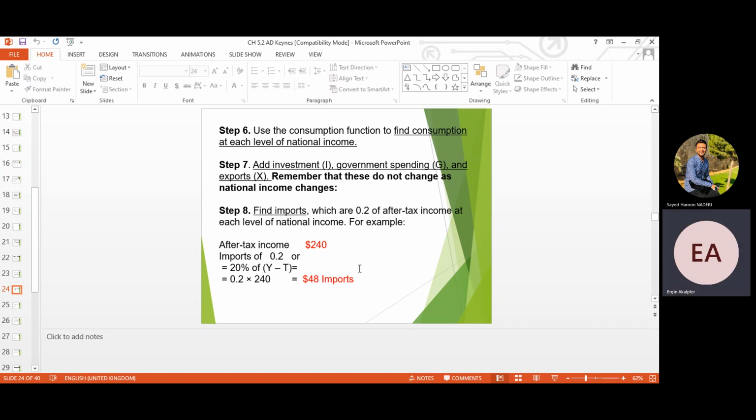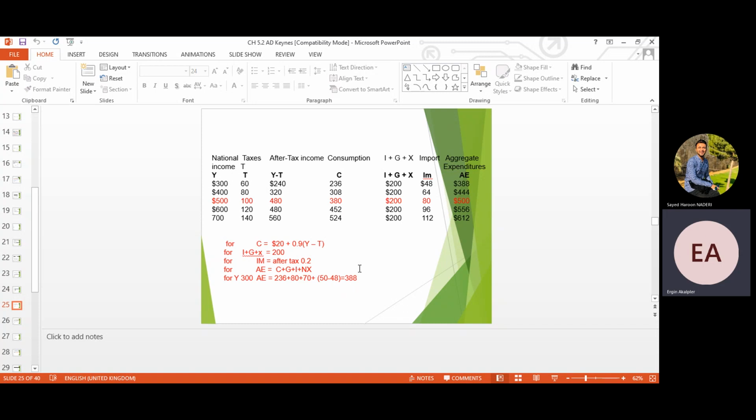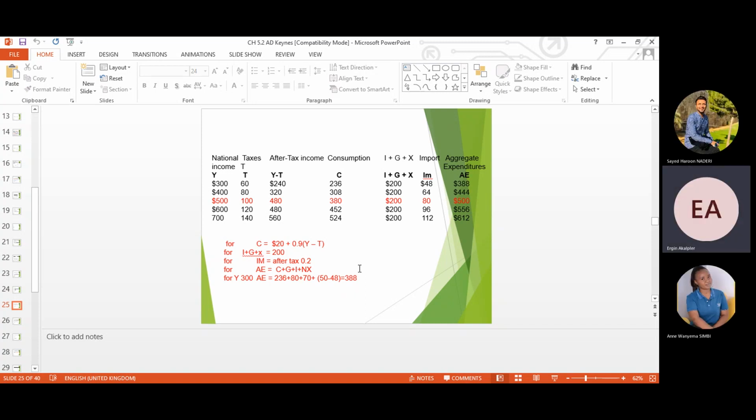And now we have all these calculations. You can do it step by step for each of 300, 400, 500, 600, and 700. Then you will have these results. Because we don't have time to do everything step by step, I show you the method of how you are going to estimate each of these. Then you have for 300, the tax is 60, the after-tax income is 240, and the consumption is 236. You know how it is calculated. And investment, governmental expenditures plus exports will be 200 for all, because it is fixed. And imports are given below in the red color.